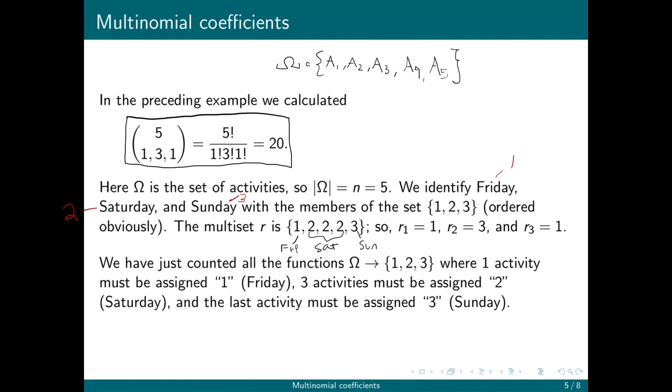All right, so what we've just done is we've counted all of the functions that map my activities into days. For example, one of those functions is the function that sends activity 1 to Saturday, activity 2 to Friday, activity 3 to Sunday, activity 4 to Saturday, and activity 5 to Saturday. So what I've just written down is one possible way to assign my activities to days, but that's not the only one. And in fact, what we calculated is there's 20 total functions that do this. That's the way to think about the previous example in terms of kind of the technical setup for multinomials.